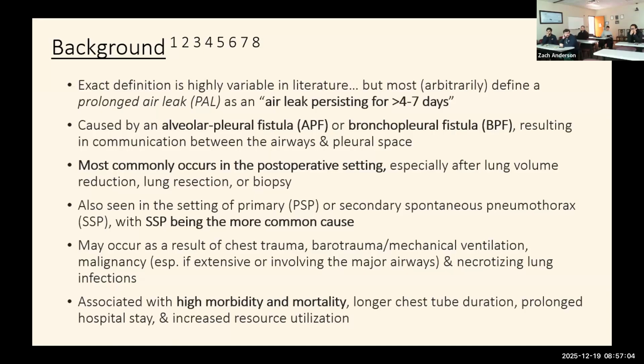It can either be caused by an alveolar pleural fistula or a bronchopleural fistula. It most commonly occurs in the postoperative setting: lung volume reduction surgery, lung resection, biopsy, or specifically VATS biopsy or open biopsy. But it can also be seen in primary spontaneous pneumothoraces and secondary spontaneous pneumothoraces, with SSP obviously being the more common to have a PAL due to the underlying lung disruption. But can also be seen in the setting of chest trauma, barotrauma, or in the setting of mechanical ventilation, malignancy if extensive or involving the major airways, and necrotizing lung infections.